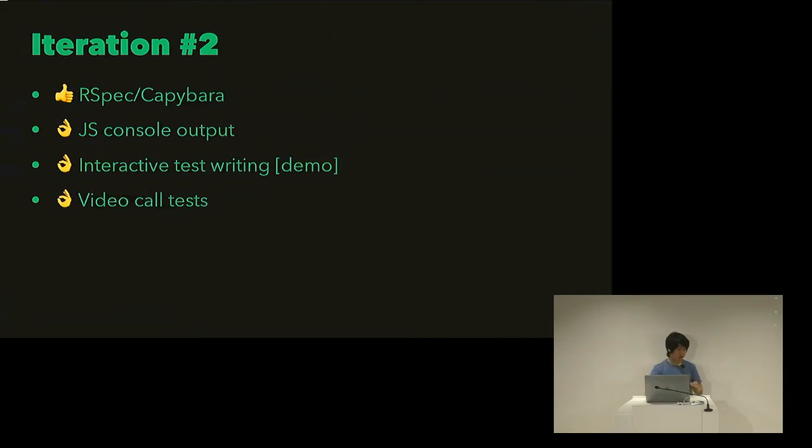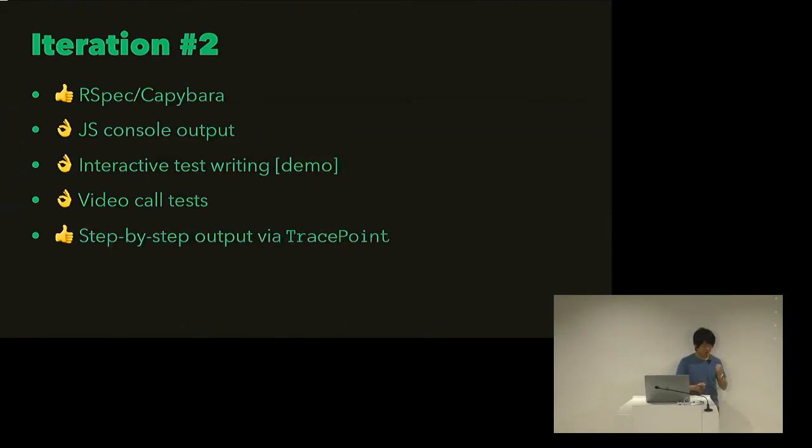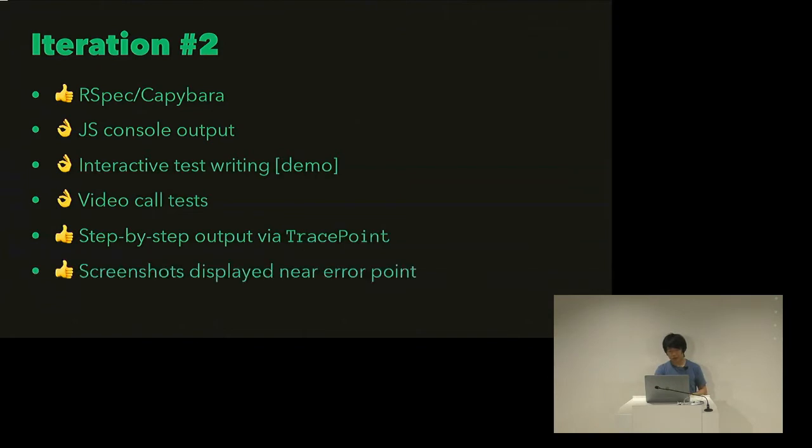There's a video call test, so we can actually now test the video call stuff end to end with two Chrome sessions, and it actually does the WebRTC handshake and everything, which is fantastic. We have step-by-step output via Ruby's TracePoint API. I actually thought about using Cucumber just so I could get the step-by-step output, but enough people said, don't use Cucumber anymore, it's crap now, that I decided, okay, fine, we won't use it, but I found some other way to do the output. And we also added screenshots being displayed near the error point, which is fantastic.